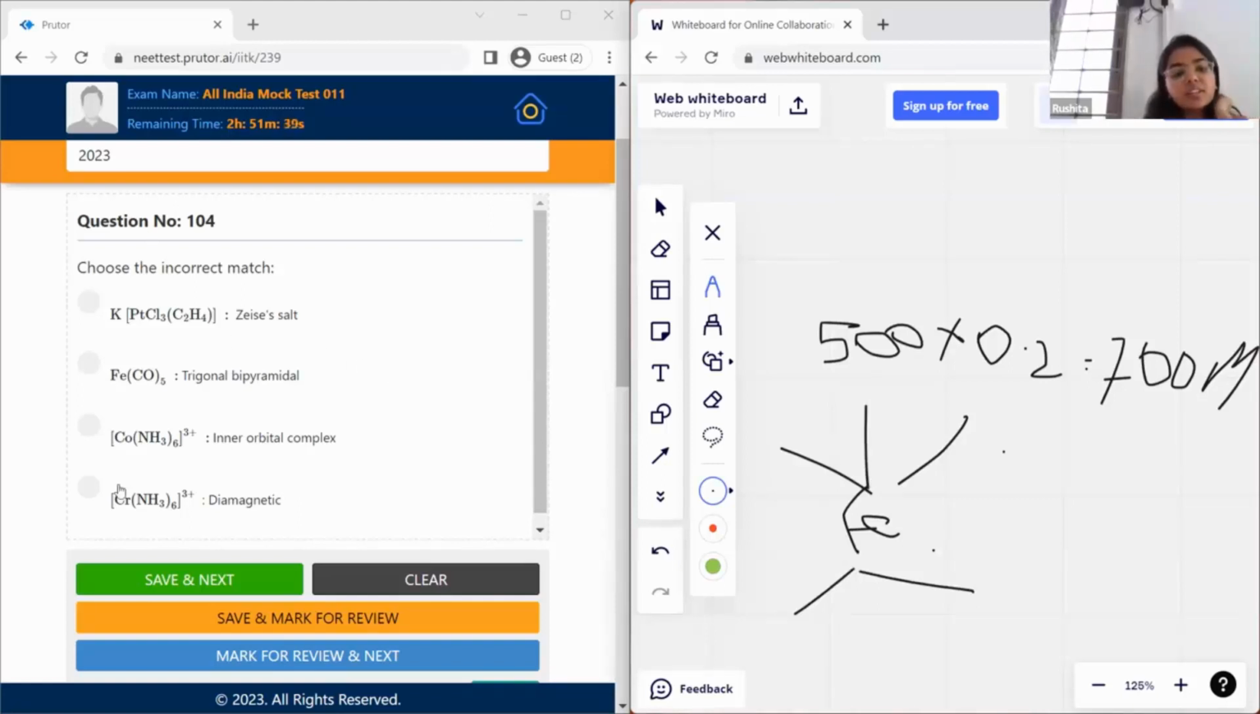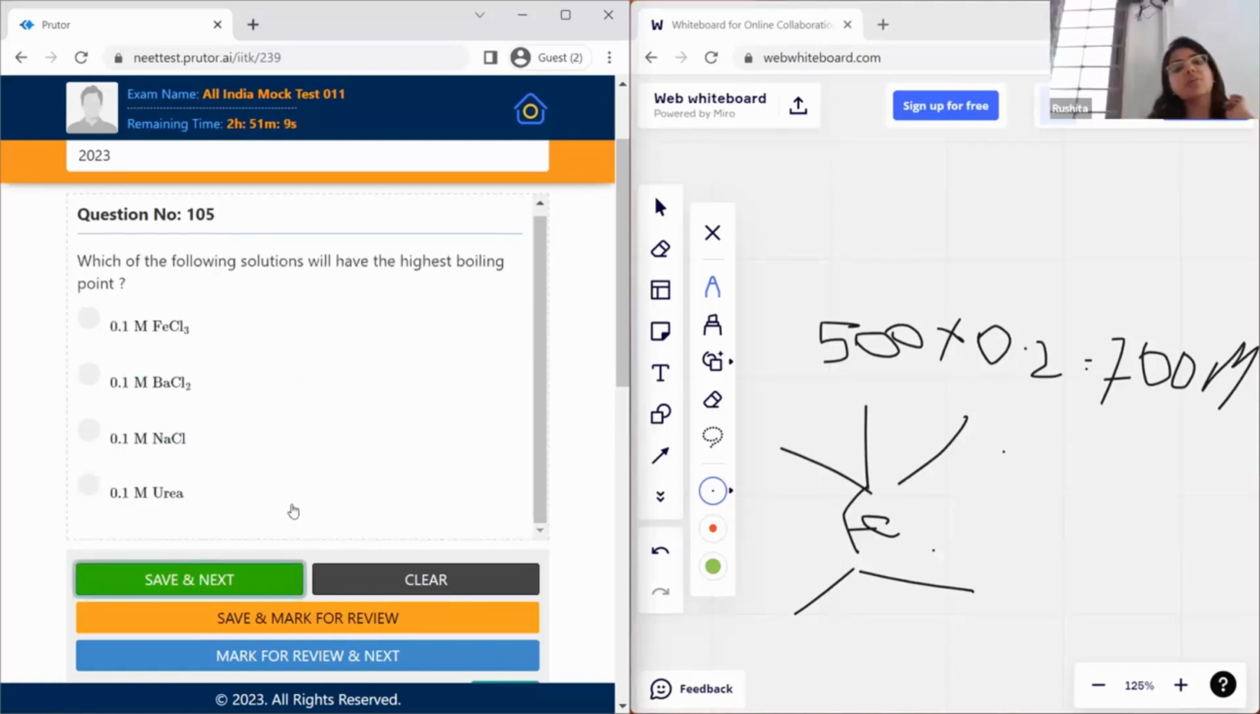Here, the incorrect one is this one. It is not diamagnetic. If you fill out the valence electrons of chromium in the order of sigma, pi, and so on, across all the shells, you will see that there are unpaired electrons left. So when there are unpaired electrons, it is a paramagnetic structure, not a diamagnetic one. So the incorrect one would be this.